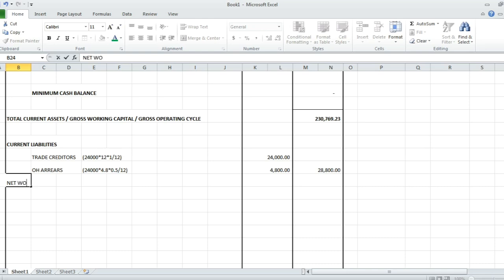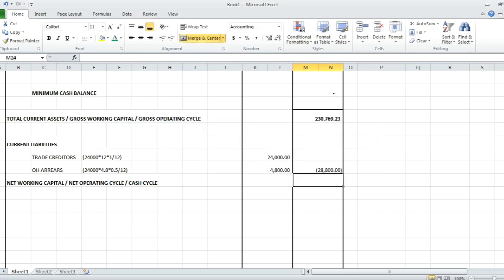Net working capital or net operating cycle or cash cycle is ₹201,969 23 cents.